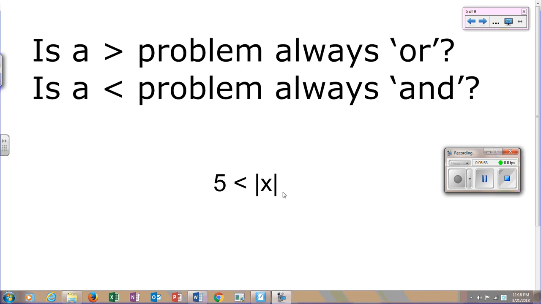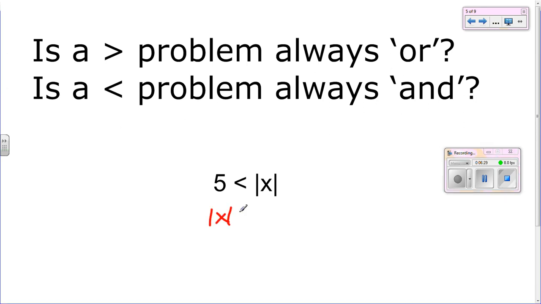Okay. Here's a question for you. Is a greater than problem always or? And is a less than problem always and? Yesterday we discussed that it was always going to be that way. Not sometimes, always. As long as your absolute value of x comes first, it's always going to be an and if it's a less than. In this case, our absolute value of x does not come first, so we have to put it first. If you always put it first, that's going to make it so that you can tell whether it's an and or an or right off the bat. Now it's greater than, and you know that it's going to be an or. Greater than 5 or less than negative 5.